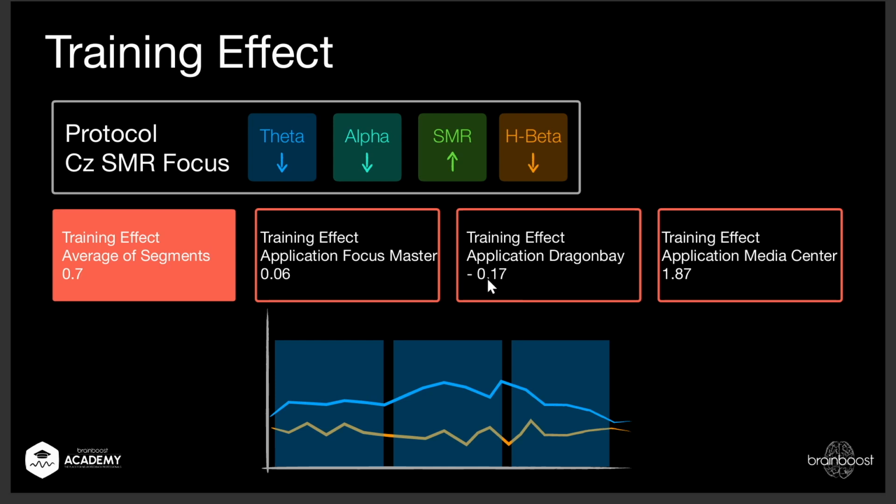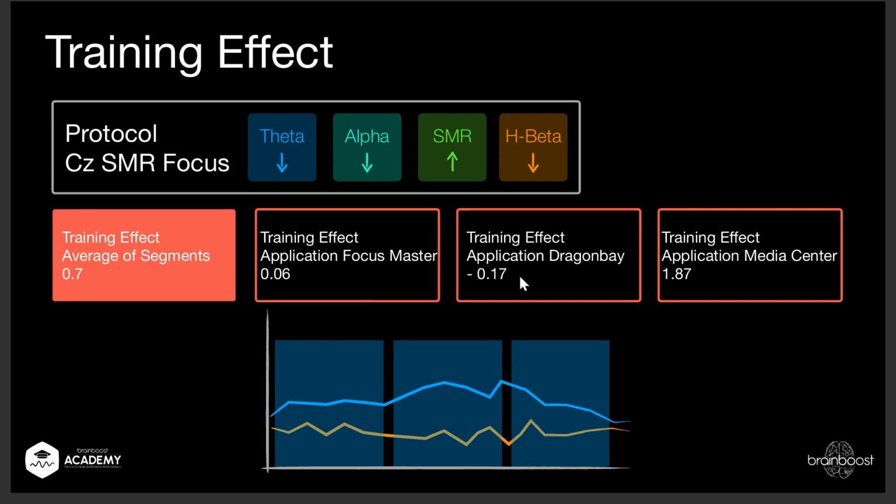Now a negative training effect means the opposite. Maybe theta increased, maybe high beta increased. Of course, this gives you a first glance of what game maybe didn't work the way we wanted it to go, and what game or application did. Now, still be very careful. This gives you an average here over all segments, and there's even more. There's more averages, like an average over the entire session if you take a closer look.